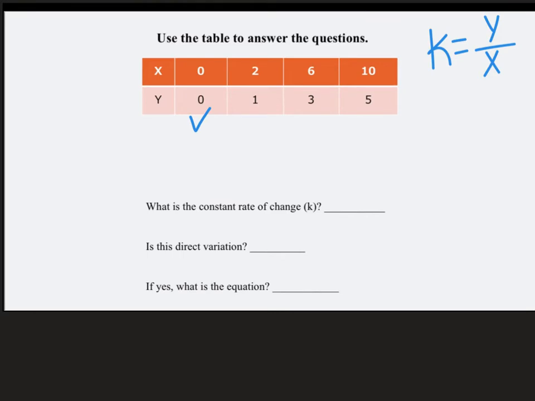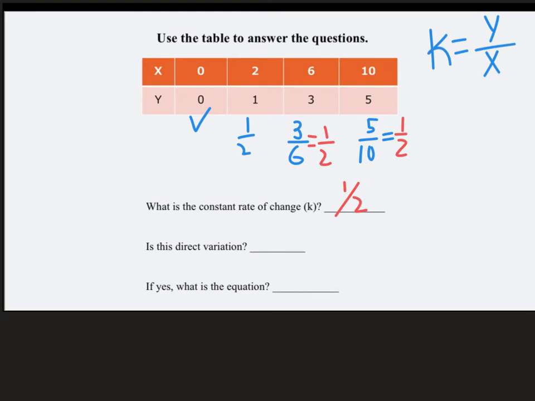For our second point, Y over X gives me 1 over 2, which can't be simplified, so my K value for that first point is 1/2. For my second point, I would do 3 over 6, which simplifies to 1/2. And then my third point here, I have 5 over 10, which also simplifies to 1/2. So we are good. We have a constant rate of change because all three of these have the same K value. So what is K? Well, K is going to be 1/2.